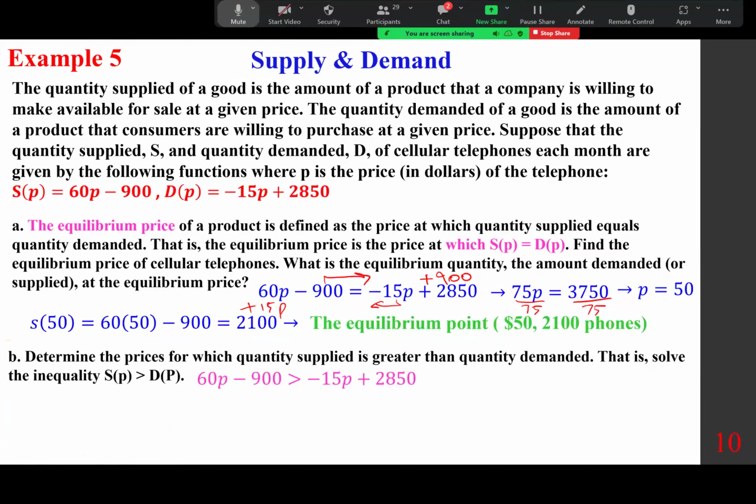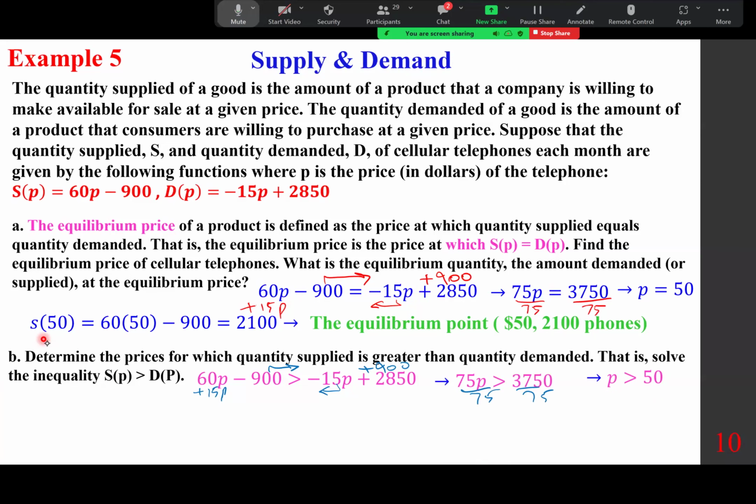So this one goes this way, becomes plus 15p. This goes this way, becomes plus 900. And 75p larger than 3750, divide, and p is larger than 50.